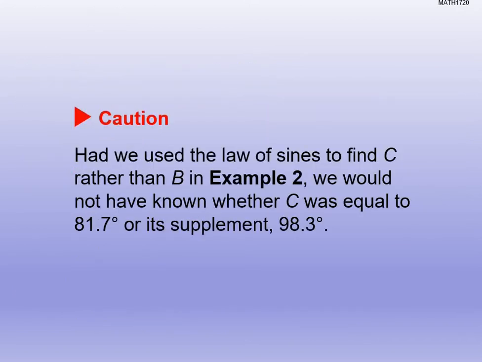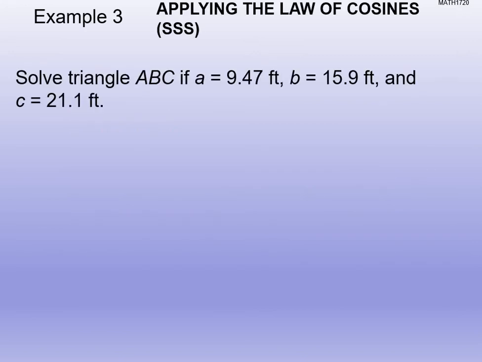Okay, so in this scenario, if we had used the law of sines to find C rather than B, we would not have known whether C was equal to 81.7 or its supplement 98.3. Remember, if we pick a certain angle here, it might have 2 solutions. That's what we did with law of sines. So be careful with what you choose. Remember, if we chose the side-side-angle scenario, which is what it's talking about here, there could have been 2 possible angles that you could have found for this. So be careful of that when you use the law of sines.